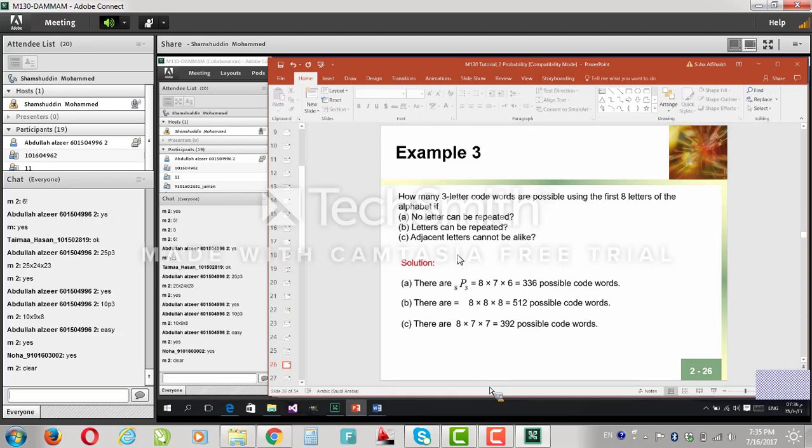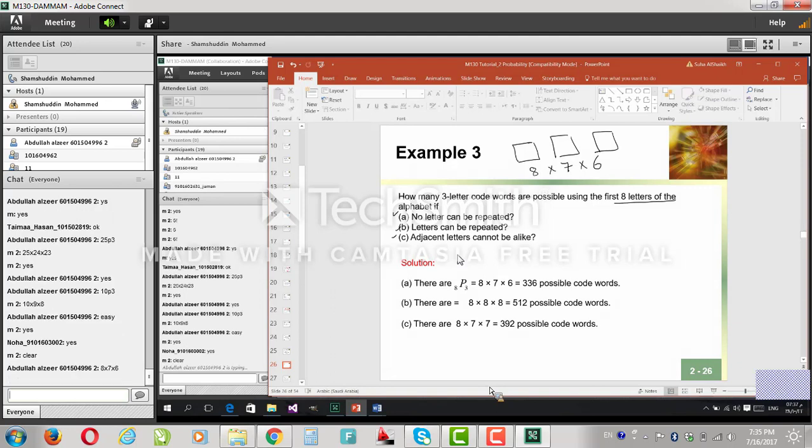Many 3-letter code words are possible using the first 8 letters of the alphabet. Doing a code of 3 letters, okay? Letters of the alphabet, but I have A, B, and C. If no letter can be repeated, I have 8, then I will use 7, then I will use 6. So it is 8P3 actually, 8 times 7 times 6, which is 336.